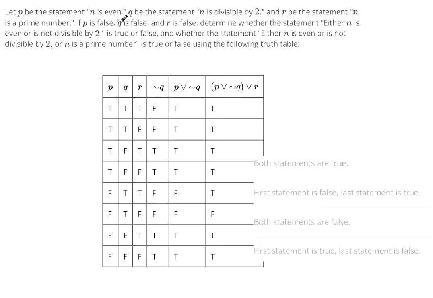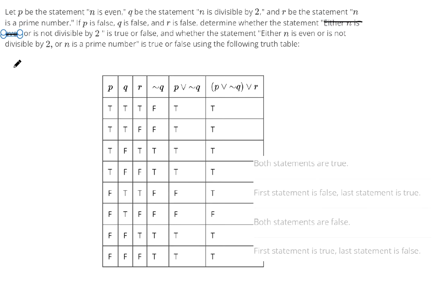Okay, they define P, Q, and R up here. We're supposed to determine whether the statement "either N is even or is not divisible by 2" is true or false. Okay, N is even. That's statement P right here. N is even. So they said either N is even.